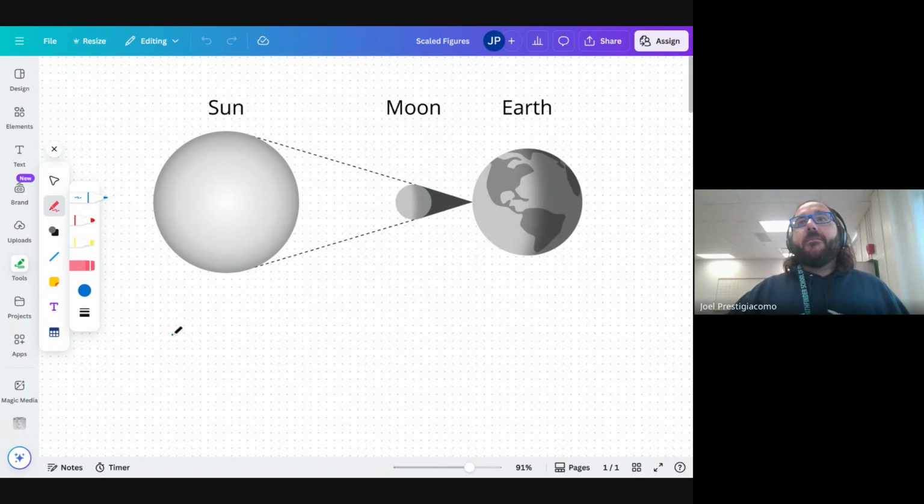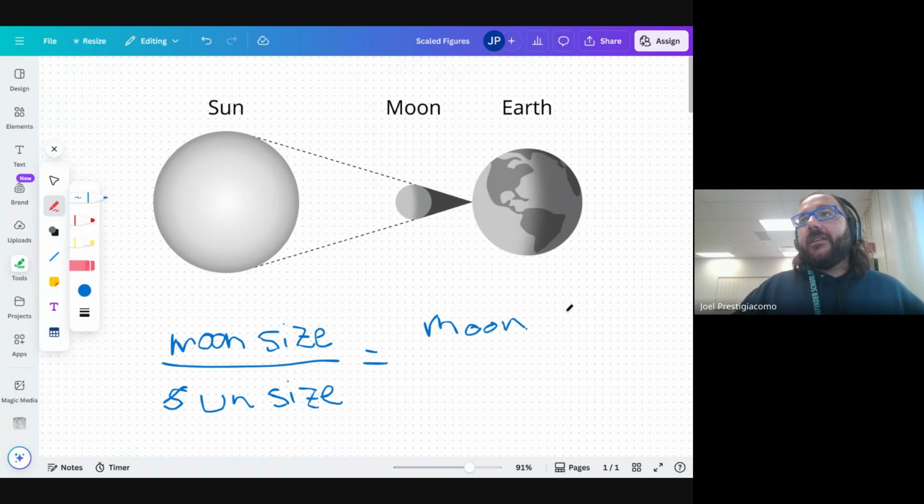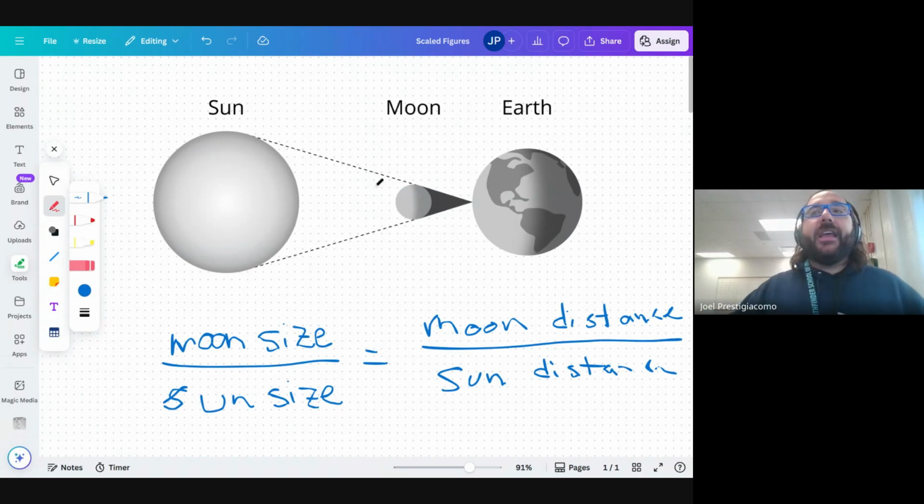Because in fact, the moon size divided by the sun size, sorry, not liking my writing today, that's going to be the same as the moon distance to Earth divided by the sun's distance. That is, of course, when they have the identical sizing to us in the sky. That's when that happens, when this equation equals itself.